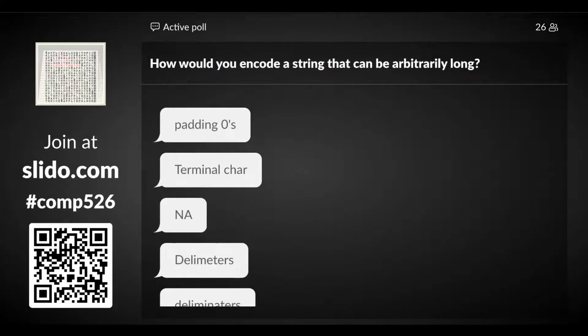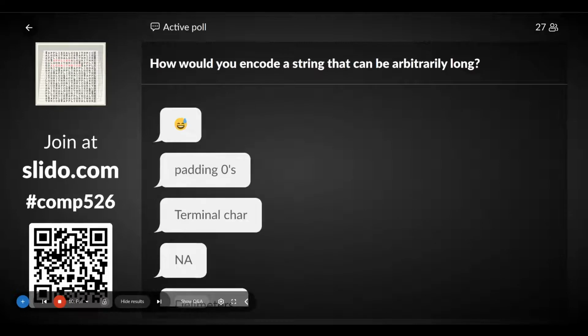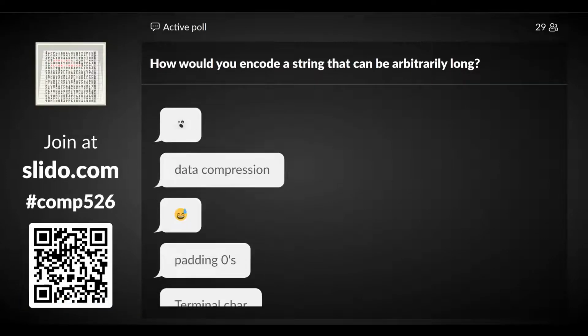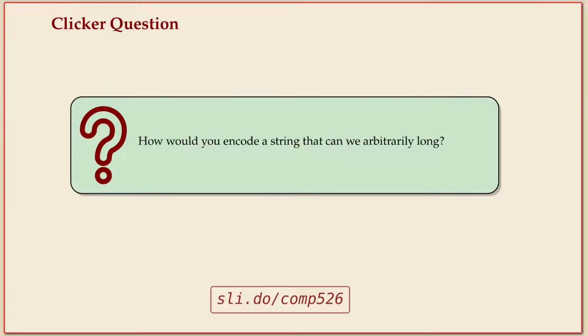I think the two main solutions that I know of have been in the list. Shockingly, they're not emoji. Okay, I'll let you keep playing.